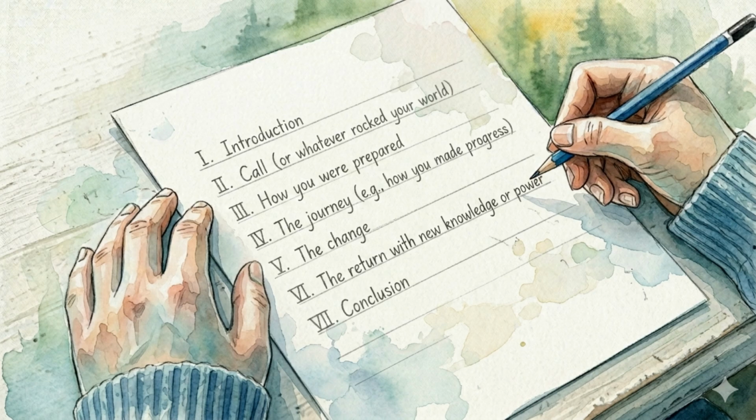A simplified version for students might look like this outline: an introduction, then the main points are the call, how you were prepared, the journey, the change, the return with new knowledge or power, and finally, a conclusion.